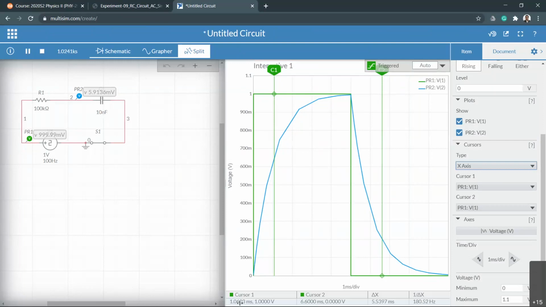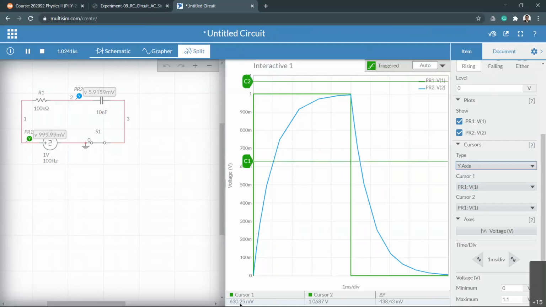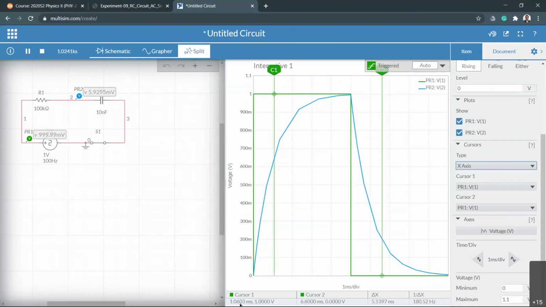Now you have to take a look at the 37 percentage of the y-axis, right? So I can bring this C2 to figure out the 37 percentage of the y-axis. Read the y-axis value. 37 percentage means 0.37, right? So read that number carefully, and then move this cursor, C2, to 37 percentage, which means 370 milli. That's the 0.37.